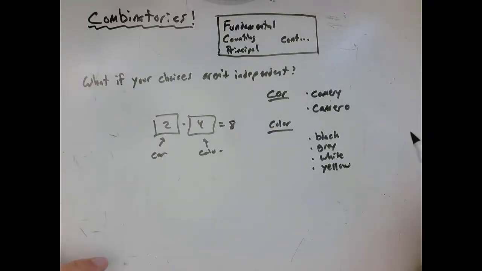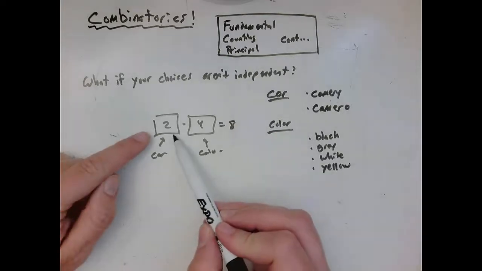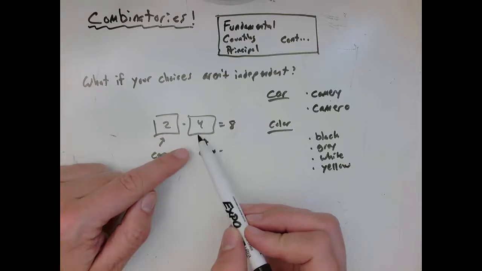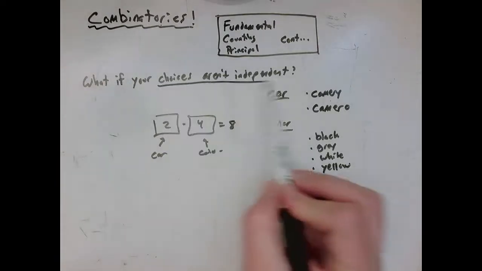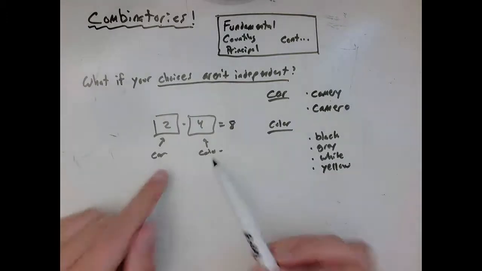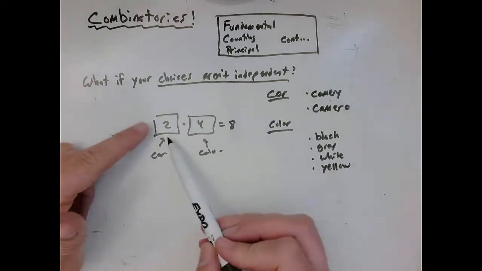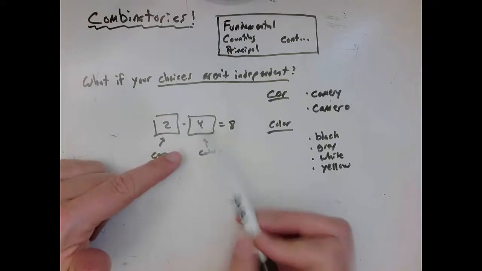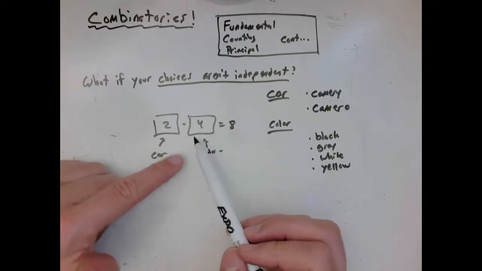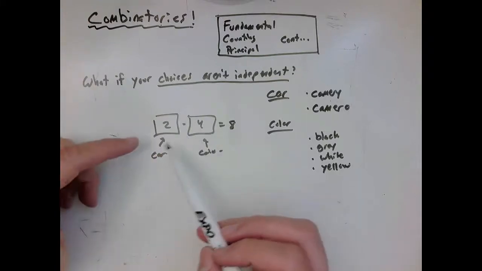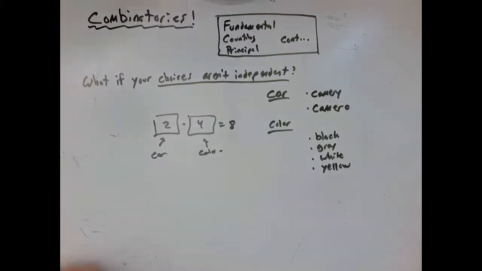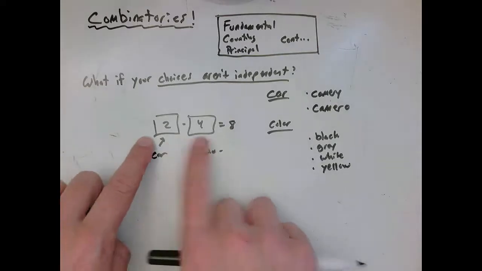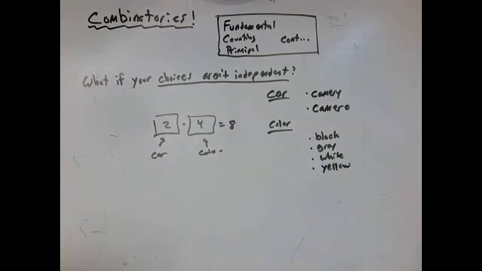But what if the choice you make for one of the questions changes how many options you have for another question? That would be a situation where your choices are not independent. Your choices are independent if an earlier choice doesn't really affect how many possibilities there are for the later choice. And that's what we've seen so far. All of my choices are kind of separate from each other. They don't influence each other, or they don't influence how many options I have for other choices.